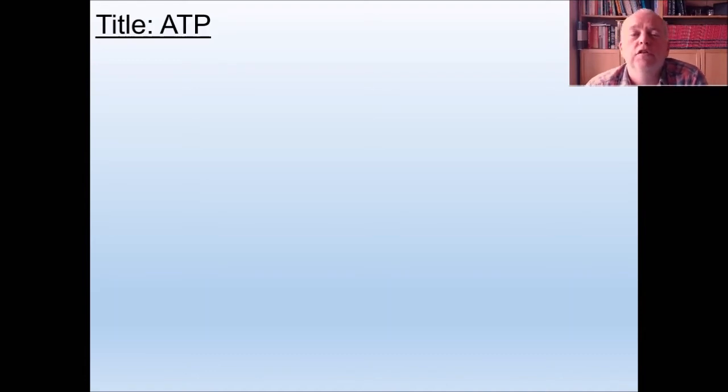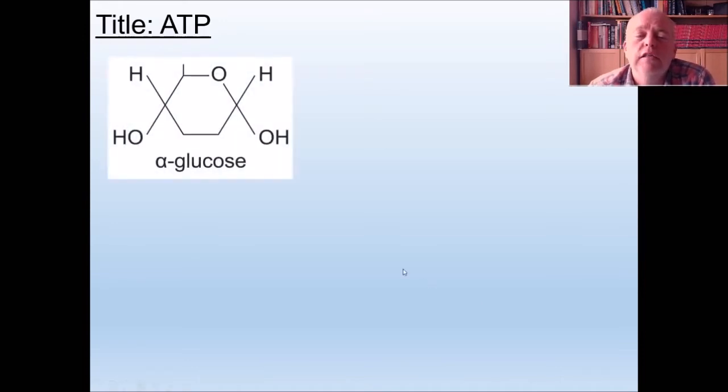Okay, hopefully you've managed to do that. Your alpha glucose should look something like this, all being well. You need to have that hydroxyl group on this particular carbon here in the bottom corner. That'll be carbon number 1 in that diagram, and the hydroxyl group down this side.